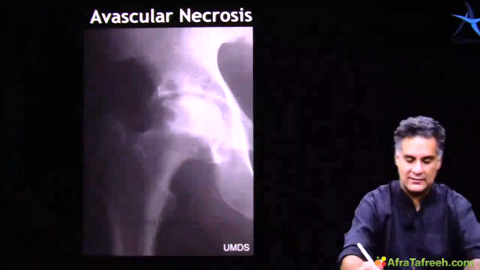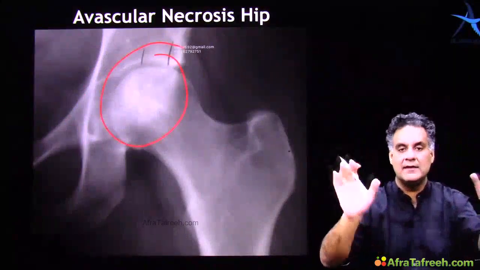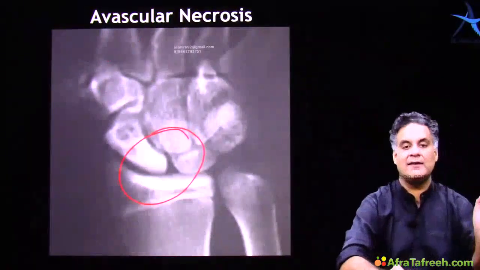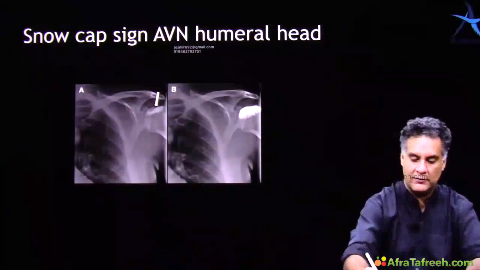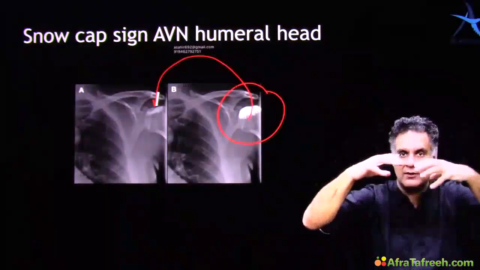Now if you look at this, this is white, dead bone. Dead bone is white. Compare it with the surrounding black bone. This is the proximal pole of scaphoid, avascular necrosis. This is the upper end of humerus, avascular necrosis, white. Snow cap, as if the head is wearing a cap of snow.